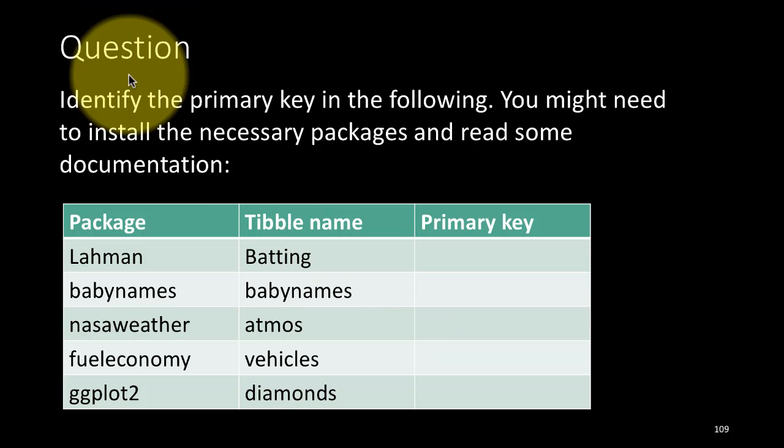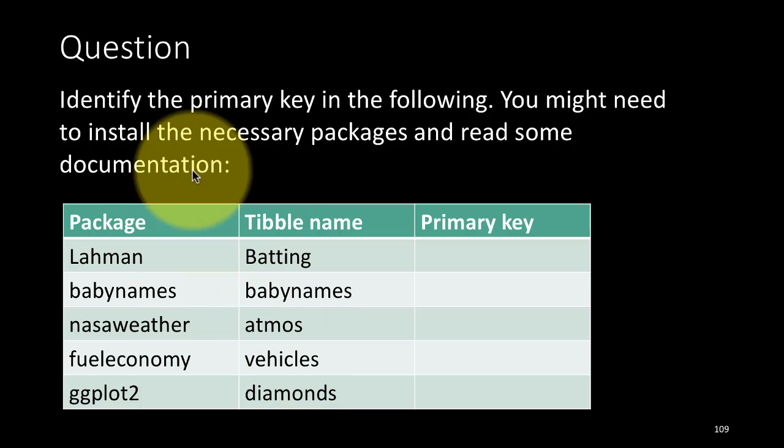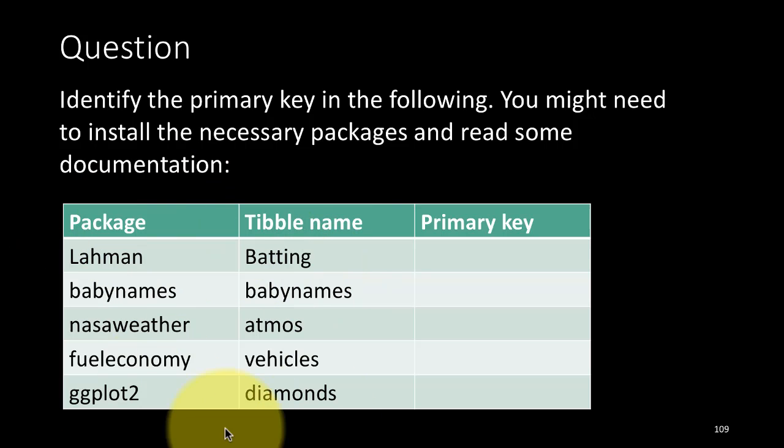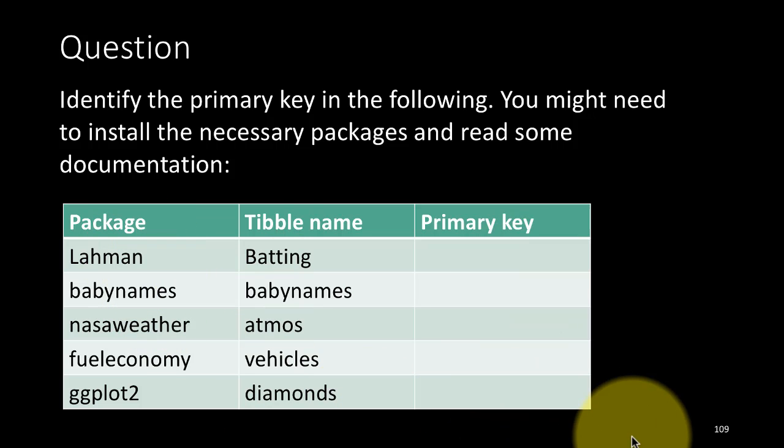Now, this is something you could just try to do. There are several packages. For example, Lahman is a package that you've already used. There is a table called batting. So try to find out its primary key, etc. You could take a look at each of these things and see what might be a primary key for each of those tables. It'll be a good exercise.